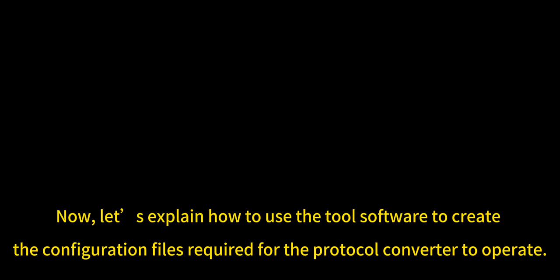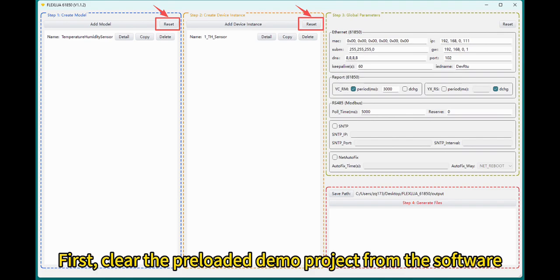Now, let's explain how to use the tool software to create the configuration files required for the protocol converter to operate. We will create a simple temperature and humidity sensor as an example. First, clear the preloaded demo project from the software.